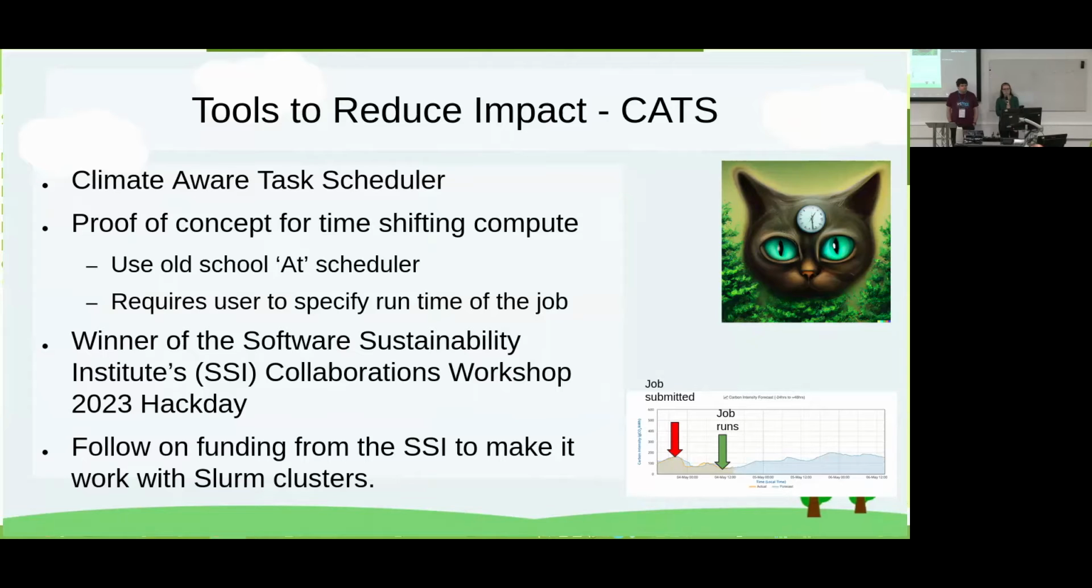And the CATS tool will schedule it to run at the time of least carbon intensity within the next, I think, few days. So the AT scheduler, AT command is the current scheduler to use. And there was some follow-on funding from this after the Hack Day to make the CATS tool work with Slurm clusters. So hopefully within the next maybe half year, that should be done.